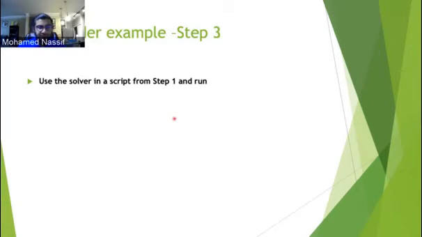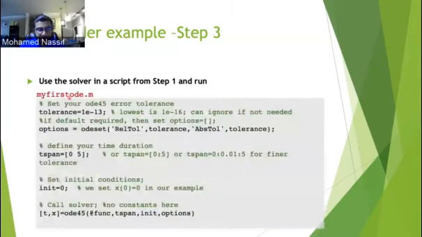Use the solver in a script from step 1 and run. So we look at the same script again, but we have this new line of code here. We call the solver. There are no constants here, so we don't have to worry about that. So we say tx equals ODE45 at func, tspan, and options, and we've defined all 4 of them before. And you want to make sure func is in the same file, or you have added it to your path and all that kind of stuff.